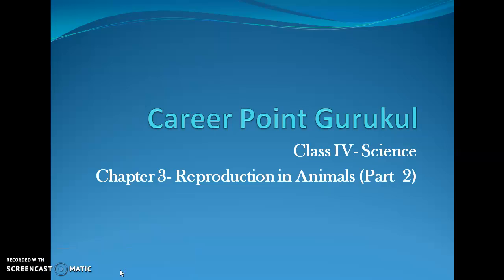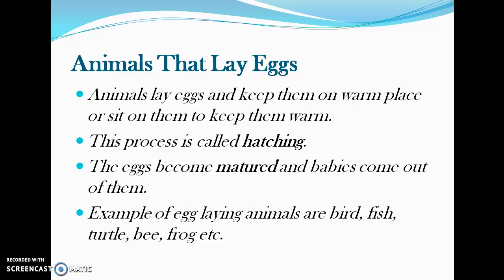Dear students, let us start the second part of reproduction in animals. Now in this part we are going to discuss the egg-laying animals. Now what are the egg-laying animals? Egg-laying animals means birds, fish, bee, frog, turtle. They are the egg-laying animals.